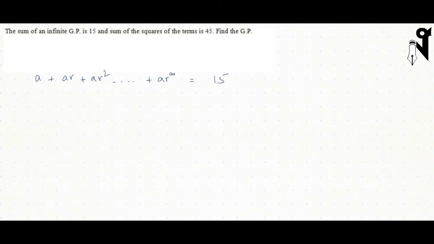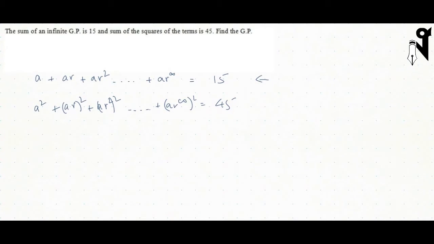And if I square every single term, a square plus ar whole square plus ar square whole square, and so on, this is 45. And we have to find the GP. Finding the GP basically means you find a and you find r, and you have basically found the GP. So I'll quickly write down the sum expression for this.